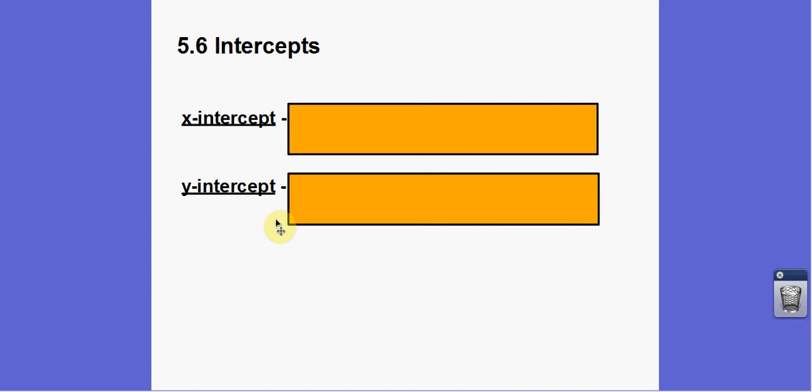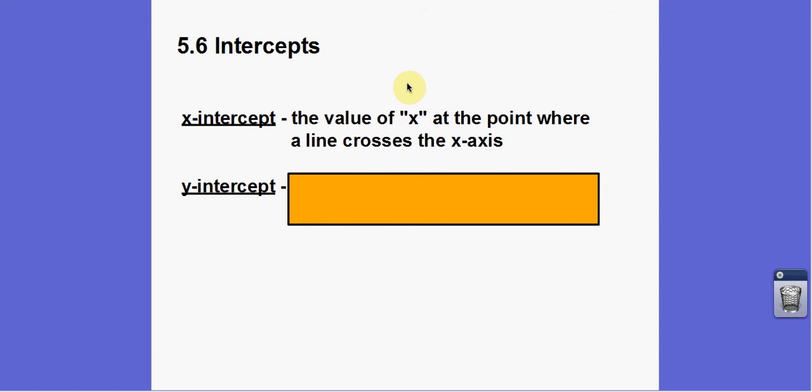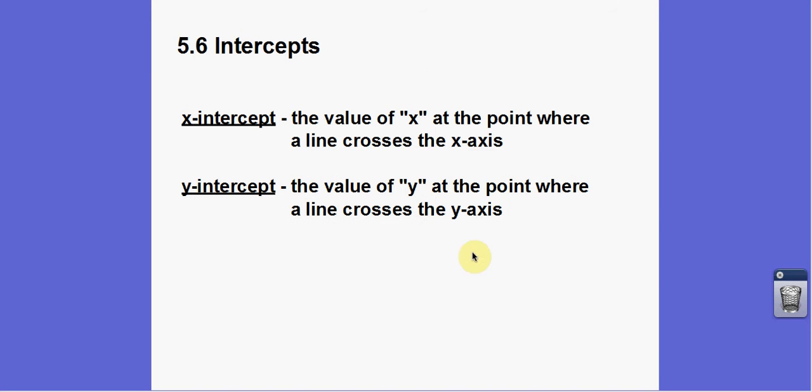Okay, we're going to take a look at intercepts, x and y intercepts. I'll show you the two definitions and then I'll show you with a graph because it's easier if you see a graph. First off, the x-intercept. It is the value of x at the point where a line crosses the x-axis. And the y-intercept, same thing except we're talking about y. The value of y at the point where a line crosses the y-axis.